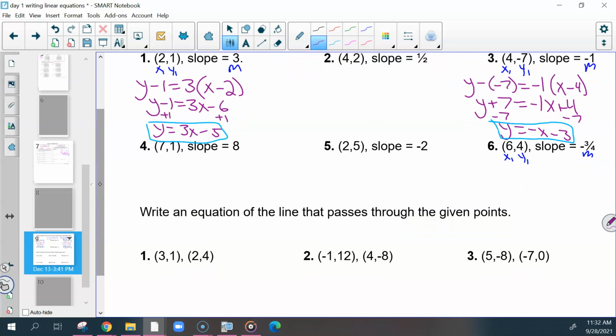This one's going to be the practice problem. We have y minus 4 equals negative 3/4 times x minus 6. Distributing, we have y minus 4 equals negative 3/4 x plus, these are going to become a plus. You can multiply across, put this over 1. Negative 3 times negative 6 is positive 18. Positive 18 over 4. Can't divide that, but we can simplify it. Positive 9/2.